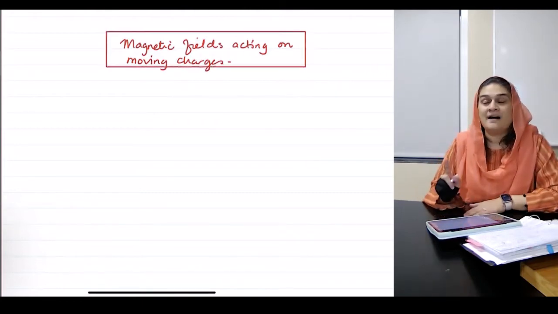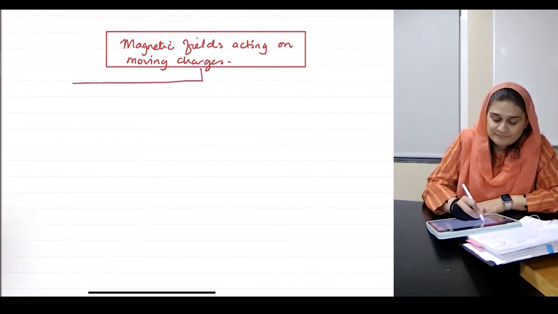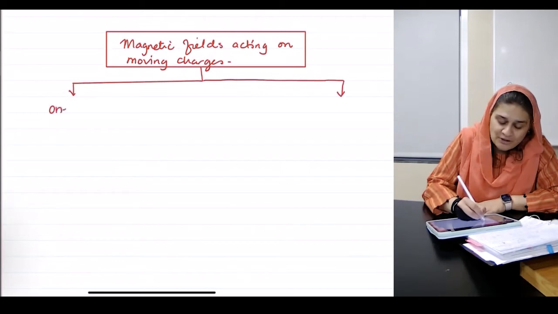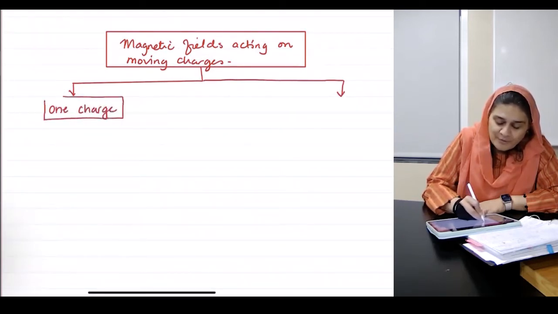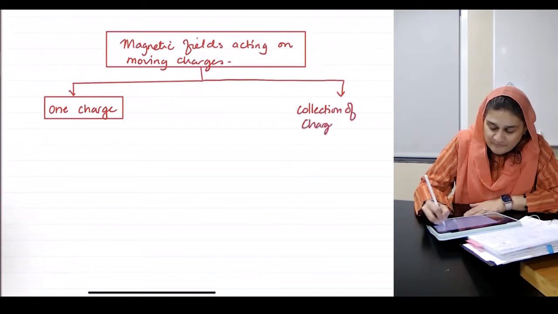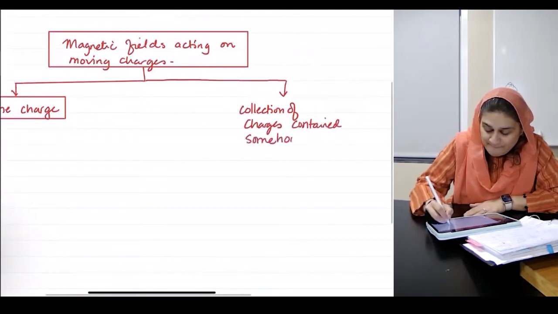And I want to divide this study into 2 parts. What happens when you have one charge? And what happens when you have a collection of charge, contained somehow? And I'll define that in a second.